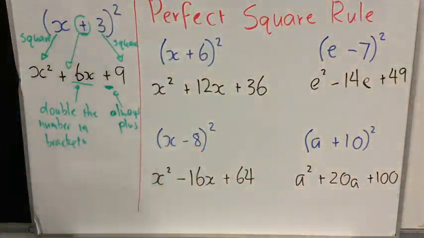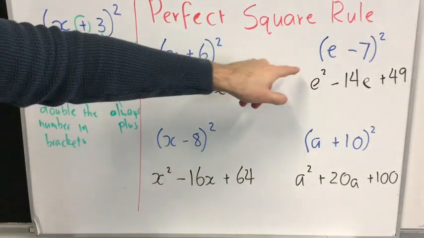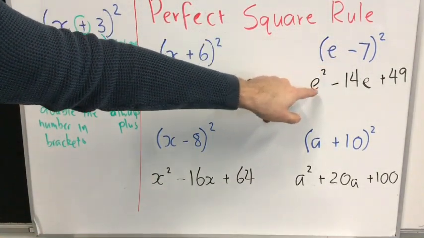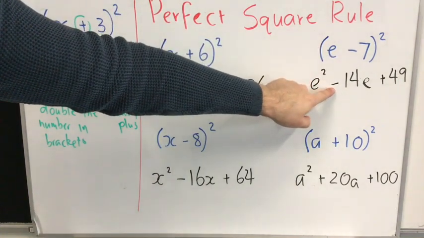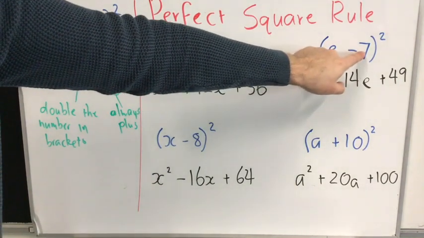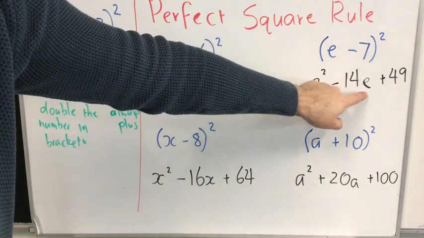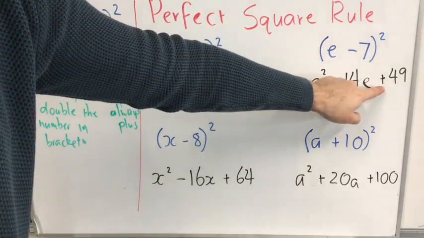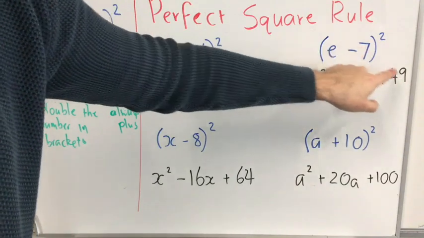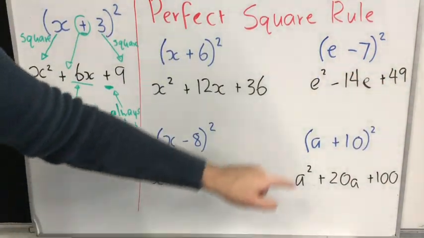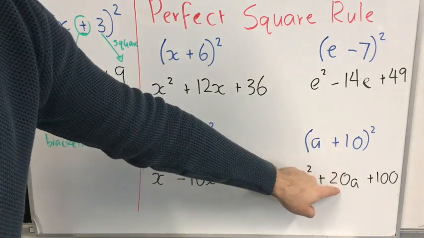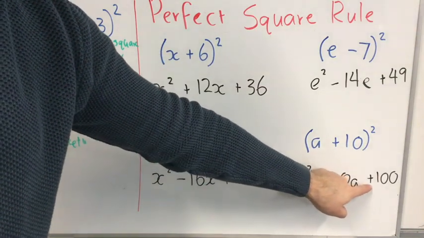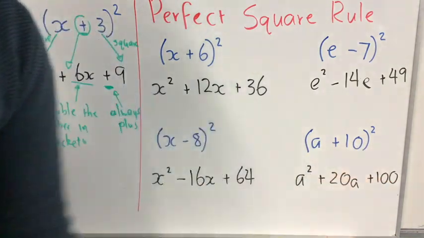Good. Let's work from left to right this time. The first thing is an E squared. There's a minus in the brackets, so a minus goes here. Double the number in the brackets. Double 7 is 14. Put the letter next to it. Always a plus. 7 times 7 is 49. A squared. Plus here, plus in your answer. Double the number in the brackets, 20. Put the letter next to it. That's always a plus. 10 times 10 is 100.